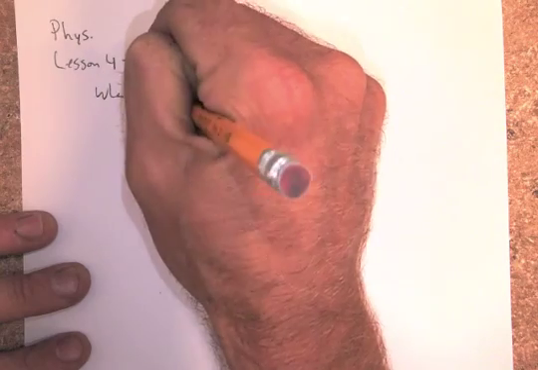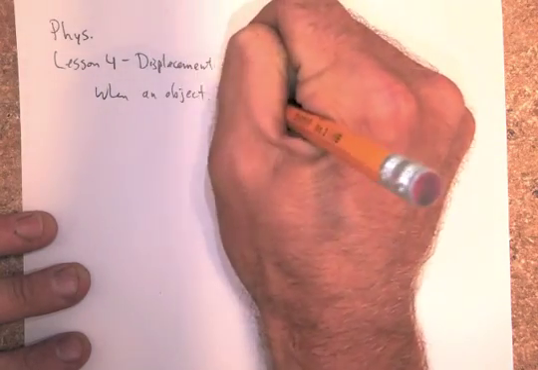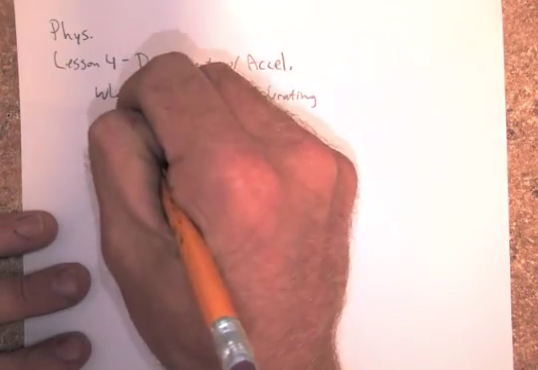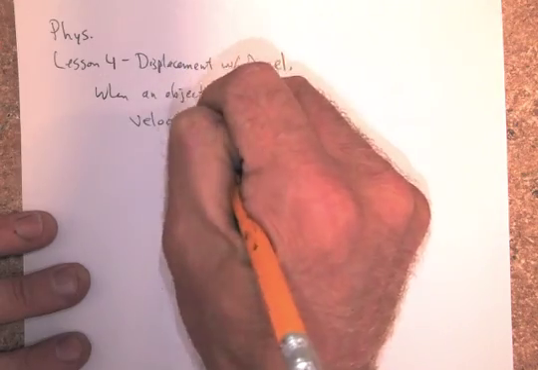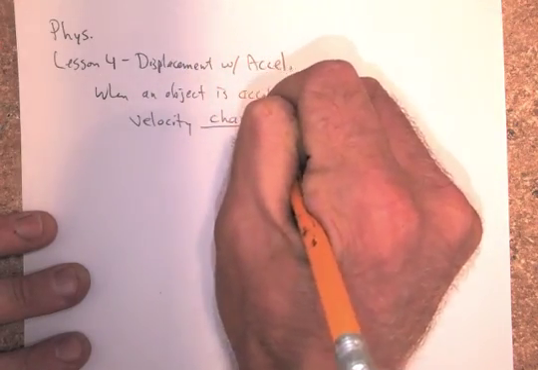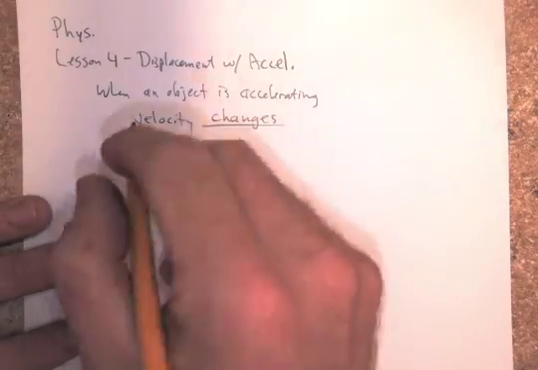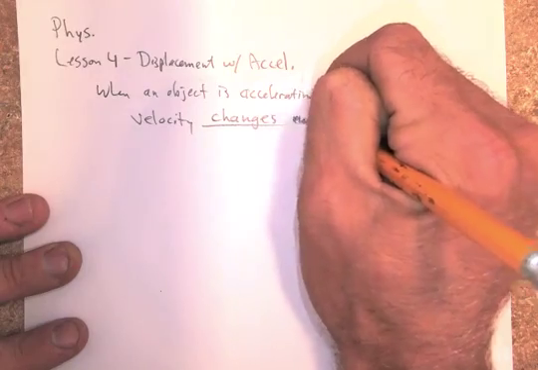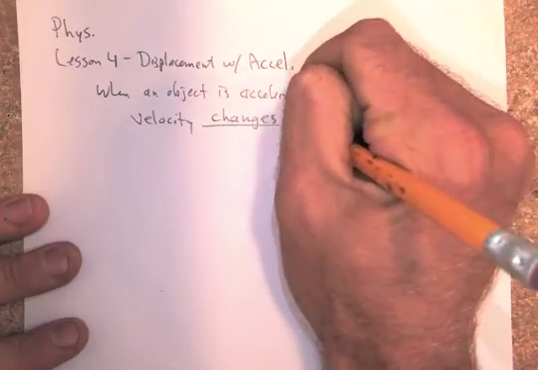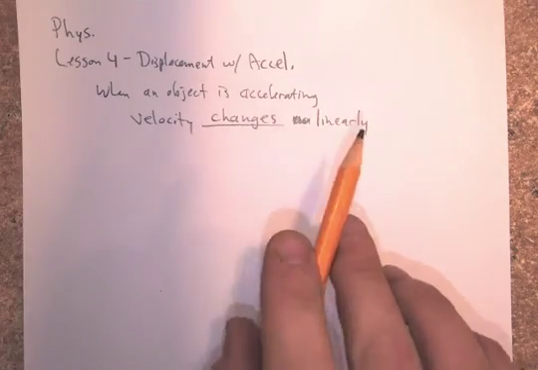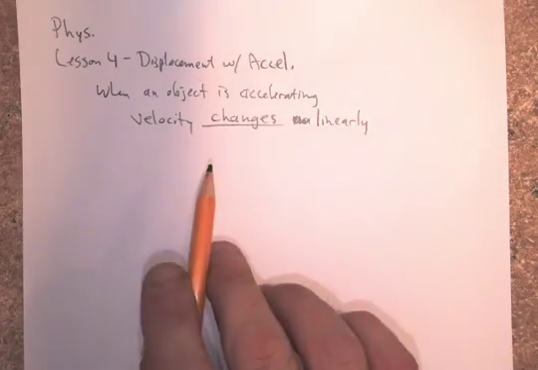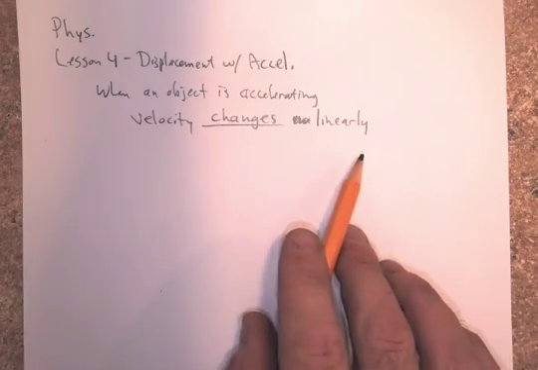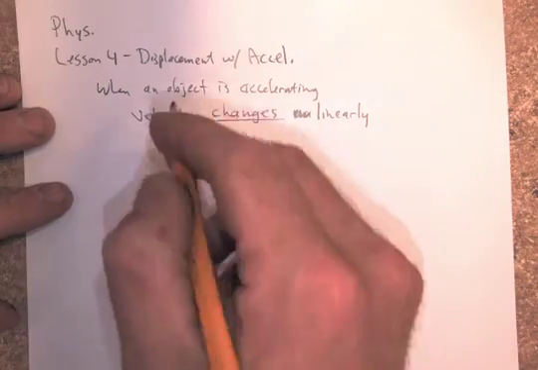When an object is accelerating, this is the basic idea. Velocity changes. Okay, means it goes up or down. Position, well, it actually changes constantly, changes linearly. In other words, it keeps going up constantly, 5, 10, 15, 20, whatever. Or it goes down constantly, 20, 15, 10. The velocity is changing constantly or consistently, linearly.